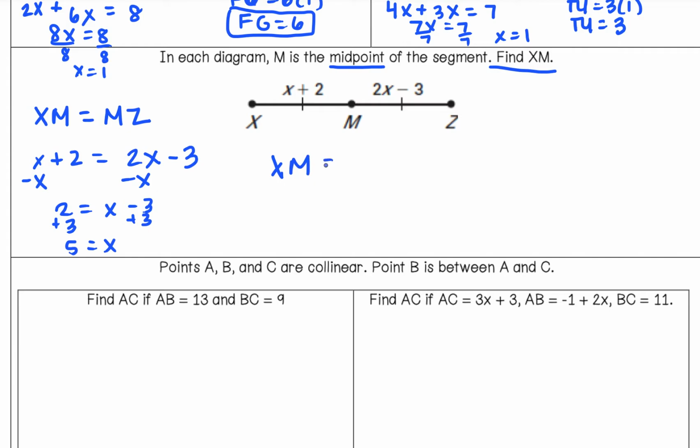XM was given to us as x plus 2. So we're going to evaluate it with our new x value of 5 that we just solved. So XM will equal 7. That's great, but let's double check to make sure we got it right.